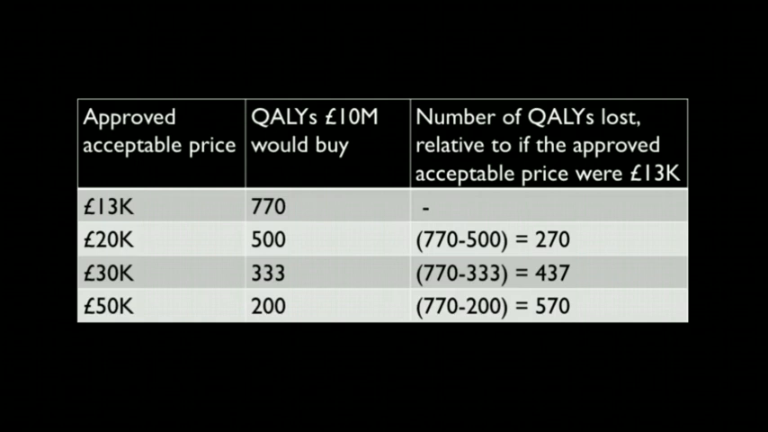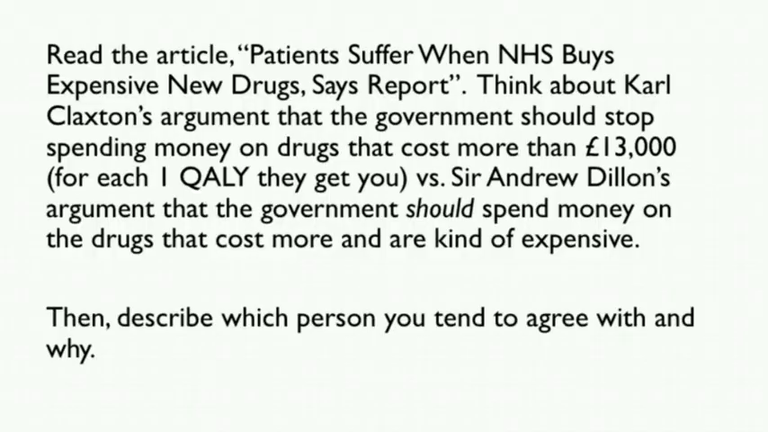The last column says, as the country becomes more generous and starts paying for more expensive drugs, how many quality adjusted life years are they forfeiting in exchange for providing people with more expensive medical treatment? Okay, so now what you actually need to do. The assignment is to read the article.